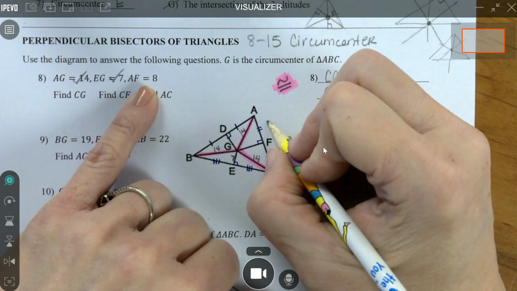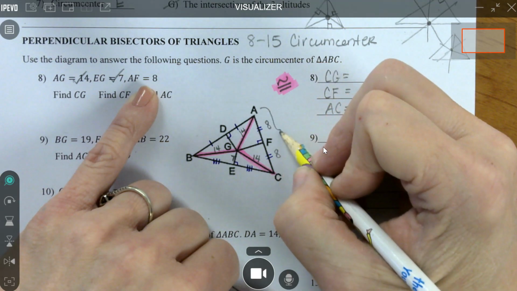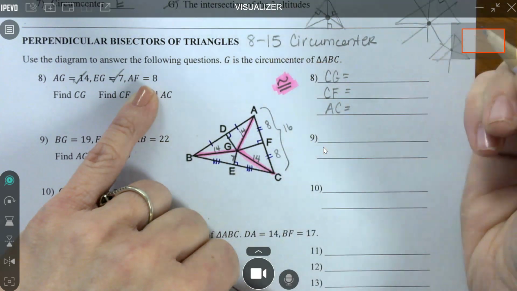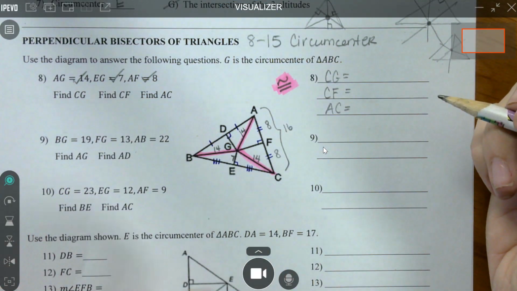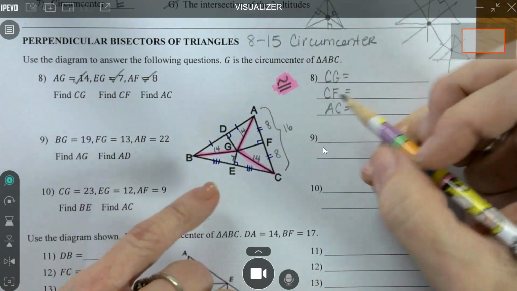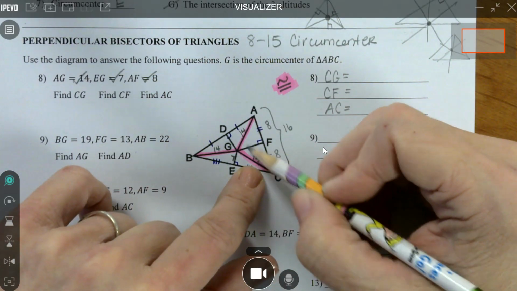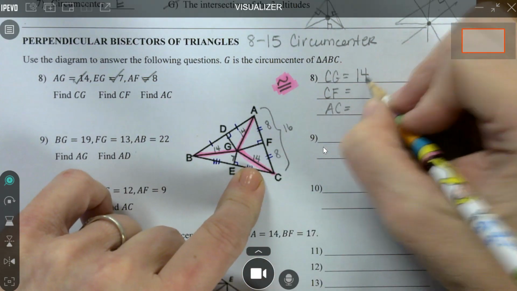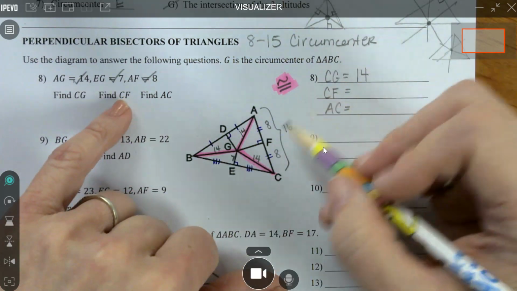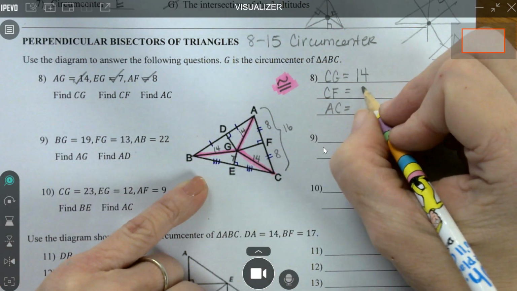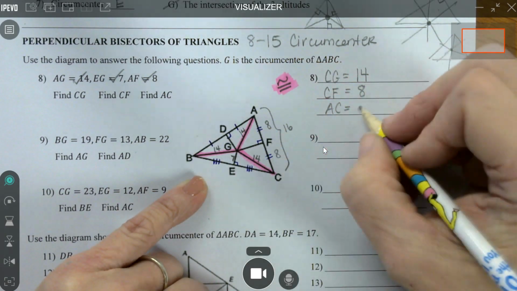And then it says that AF is 8. Well, if AF is 8, so is FC, and that means that this whole side is 16. I got a lot for that little one too. All right, so when I go through here, CG, C to G is a pink line. It's also 14. Okay, remember these are the radius of the circle that goes around the triangle. CF is right here, it's 8. And then AC, from here to here, 16.